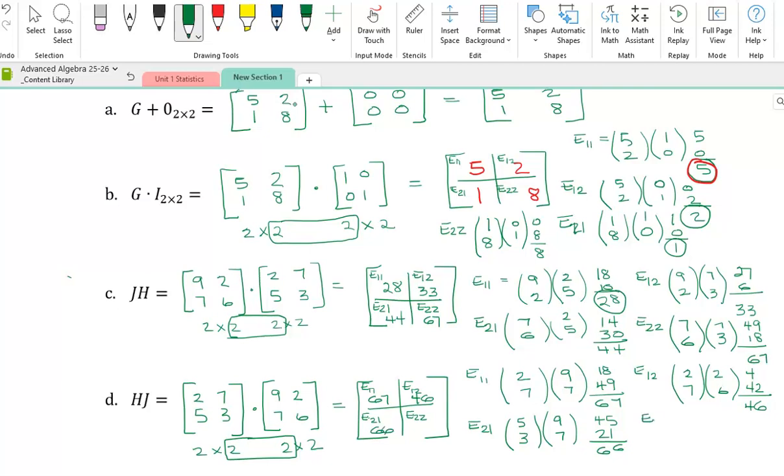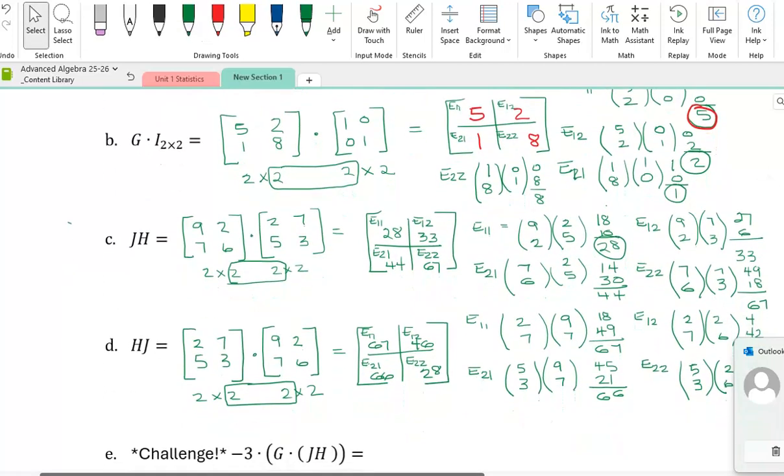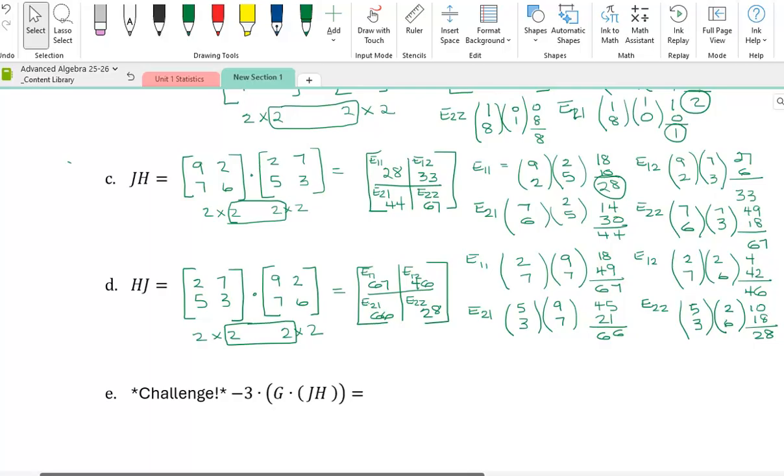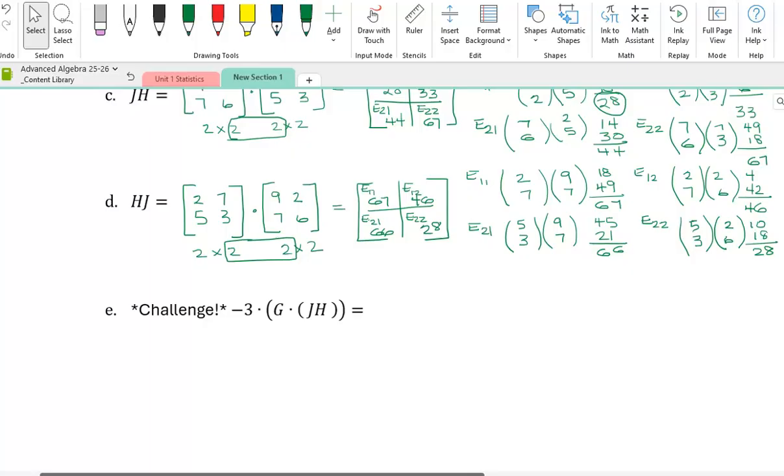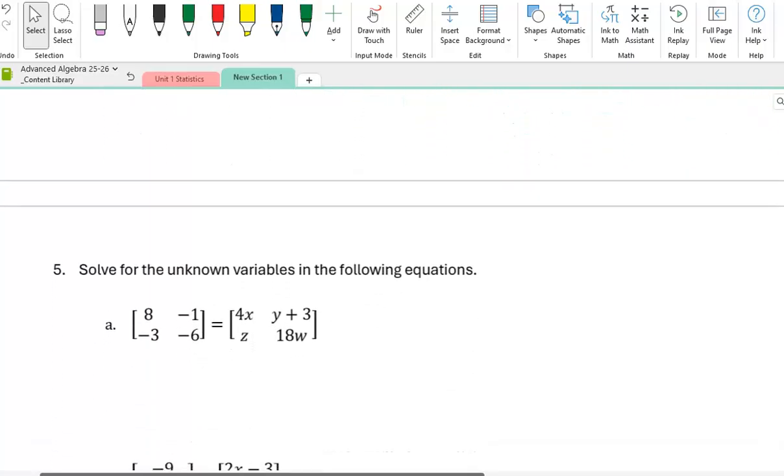And then E22. Row 2, 5, 3 on the first one. Column 2, 2, 6. 5 times 2 is 10. 3 times 6 is 18. 28 goes here. So the only ones that were the same were these two and these two, but they just switched places. Okay. So please make sure you put them in the correct order so that your matrix is the same. I'm going to skip the challenge for now. I want to make sure you understand everything that's going on.